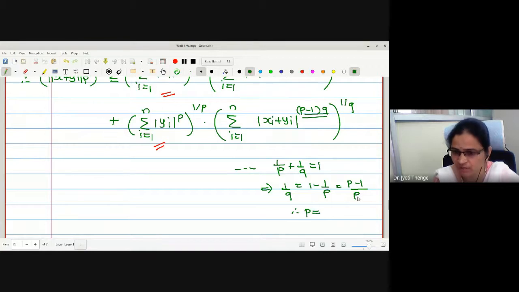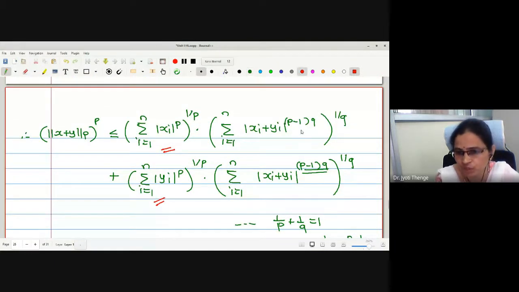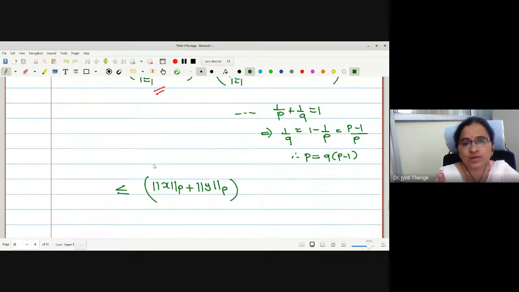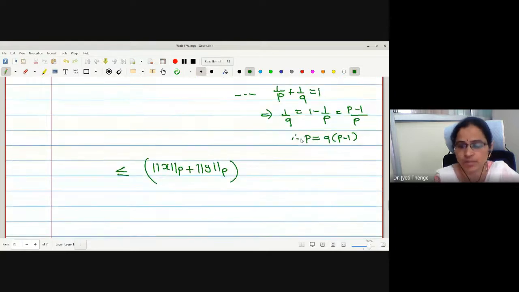What is the value of p? This is q into p minus 1, right? Yes, ma'am. Therefore, here this q into p minus 1 I am going to replace by p now by taking common as well. Therefore, this is less than or equals to norm p of x plus norm p of y. And this term I have taken common, where the bracketed term is summation i equals 1 to n mod xi plus yi, and this is raised to p, no?